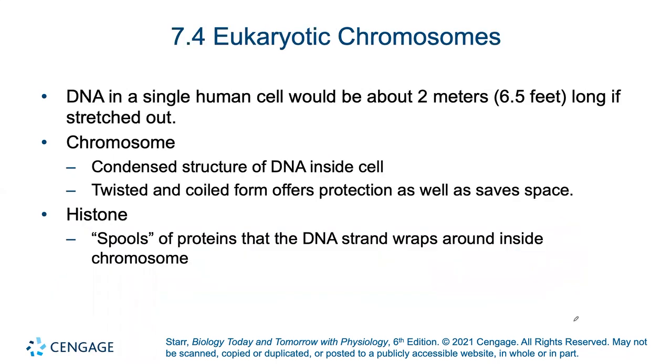Okay? The DNA in a single human cell would be about 2 meters long if it were stretched out. Chromosome is condensed structure of DNA inside the cell. Twisted and coiled, it offers protection as well as saves space. The histone is spools of proteins that the DNA strand wraps around inside the chromosome.